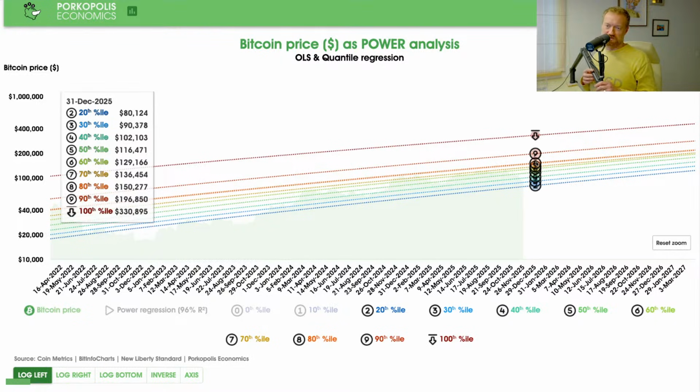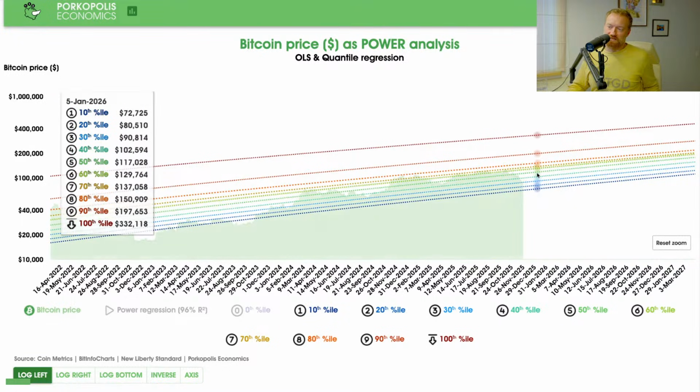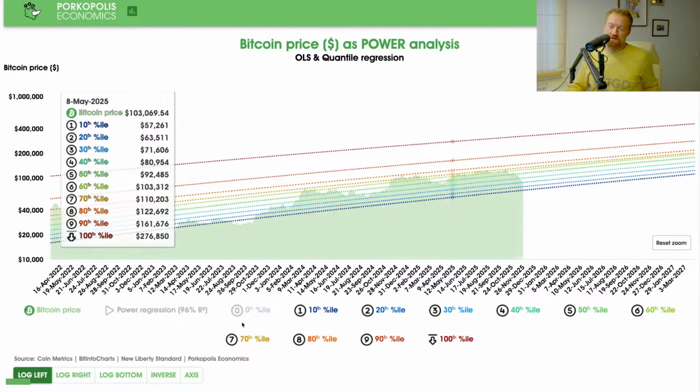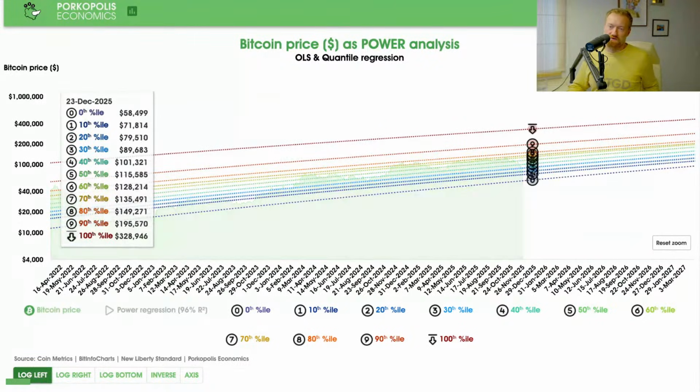And 80% of the time, we could say that price would not be expected to be below 80K by the end of the year. 90% of the time, 72K, and this is going to be quite a bit lower, 58K by the end of the year.